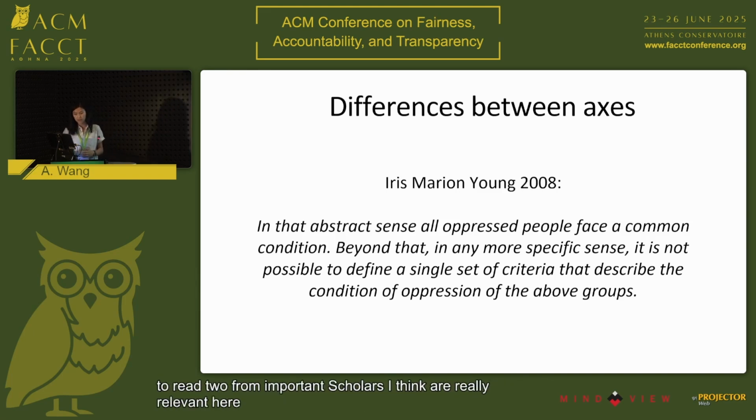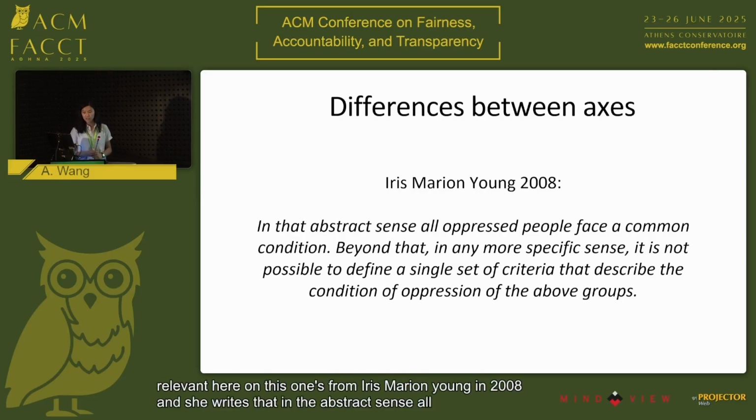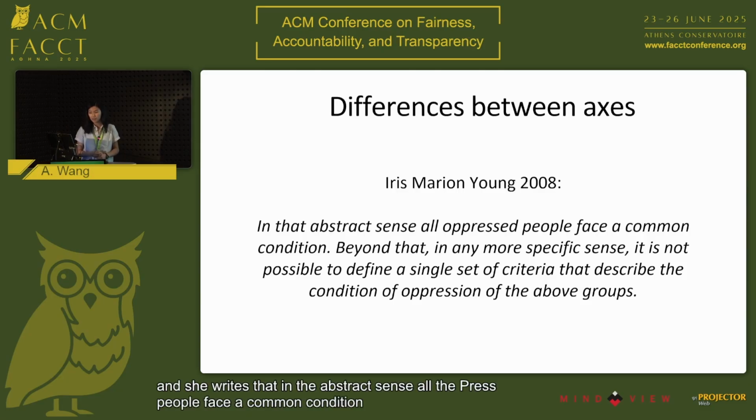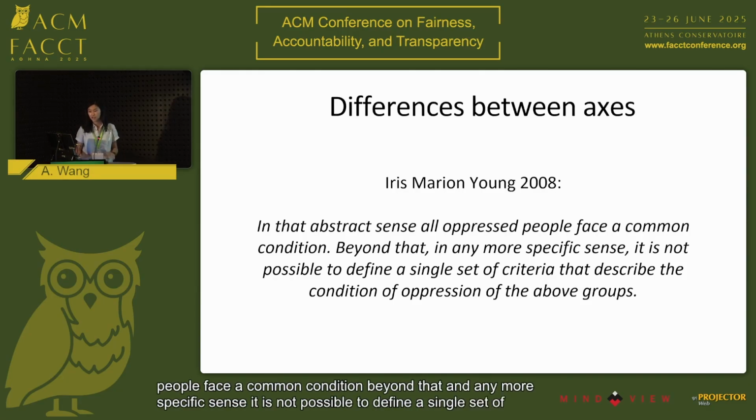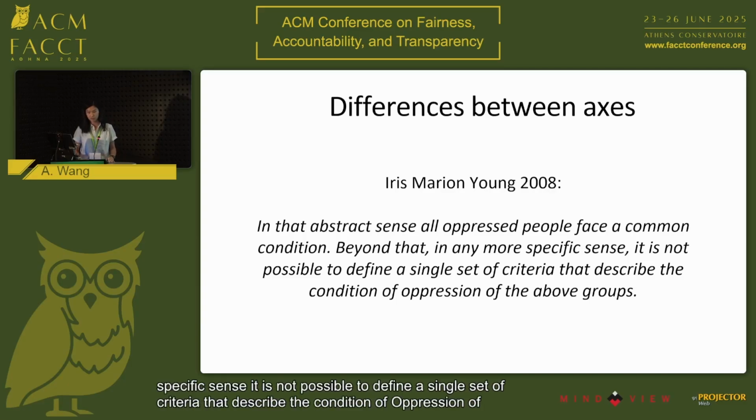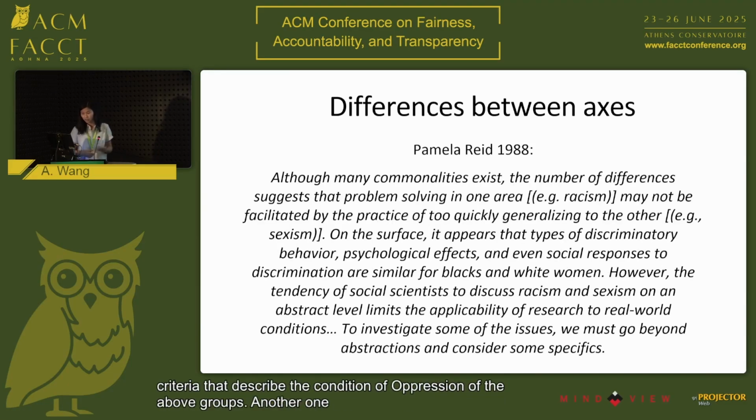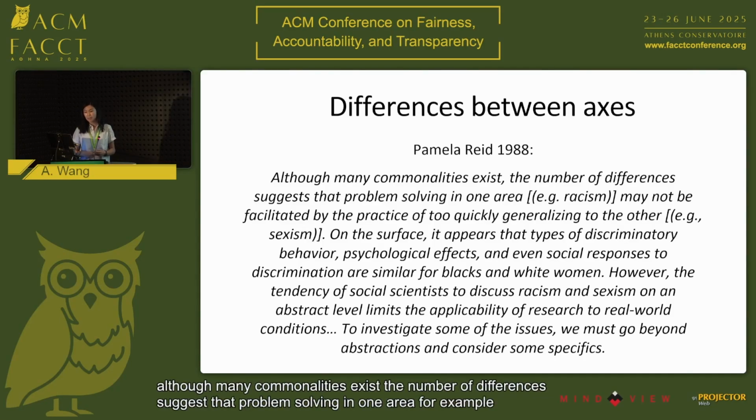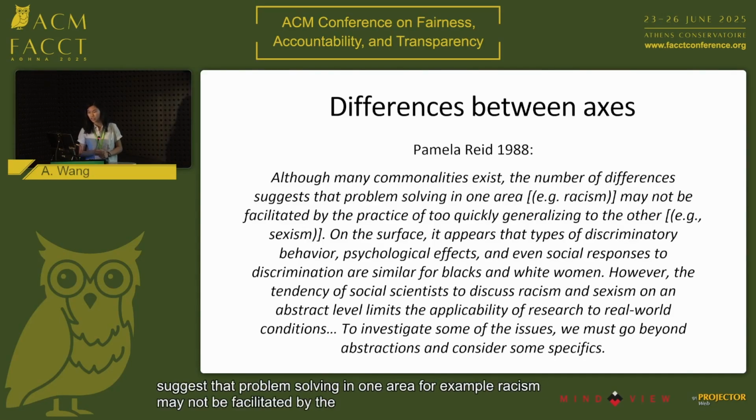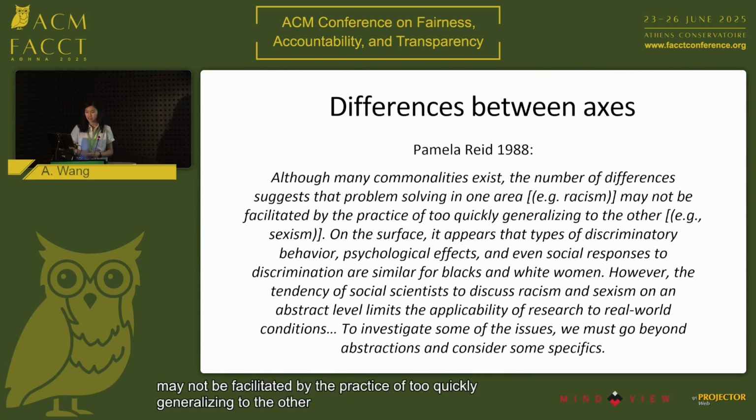This one's from Iris Marion Young in 2008. She writes that in the abstract sense, all oppressed people face a common condition. Beyond that, in any more specific sense, it is not possible to define a single set of criteria that describe the condition of oppression of the above groups. Another one very relevant from Pamela Reed in 1988 writes, although many commonalities exist, the number of differences suggests that problem solving in one area, for example racism, may not be facilitated by the practice of too quickly generalizing to the other, for example sexism.